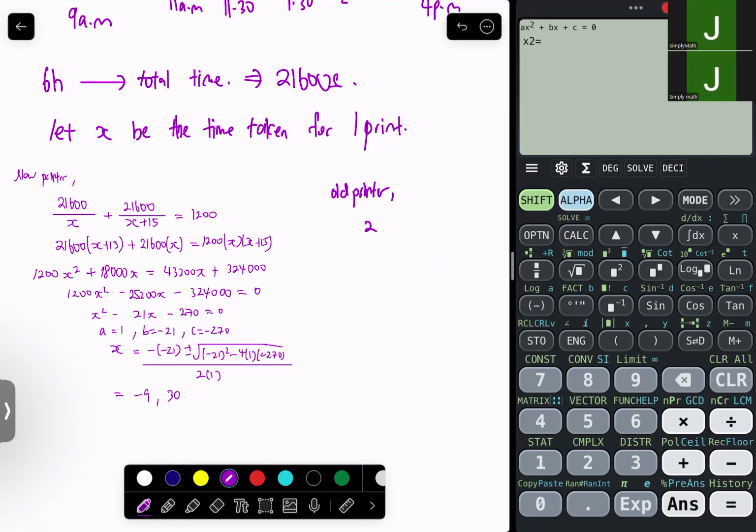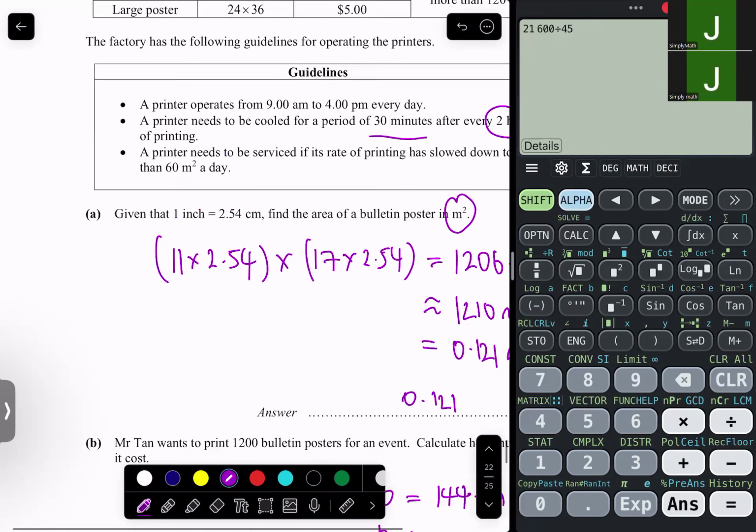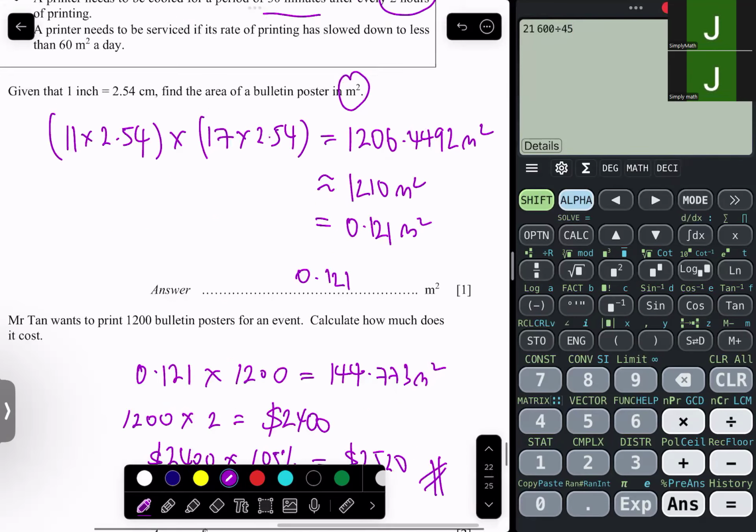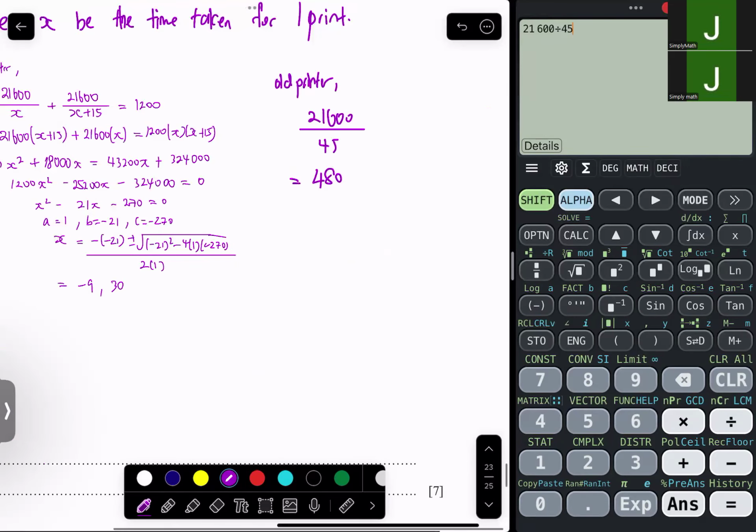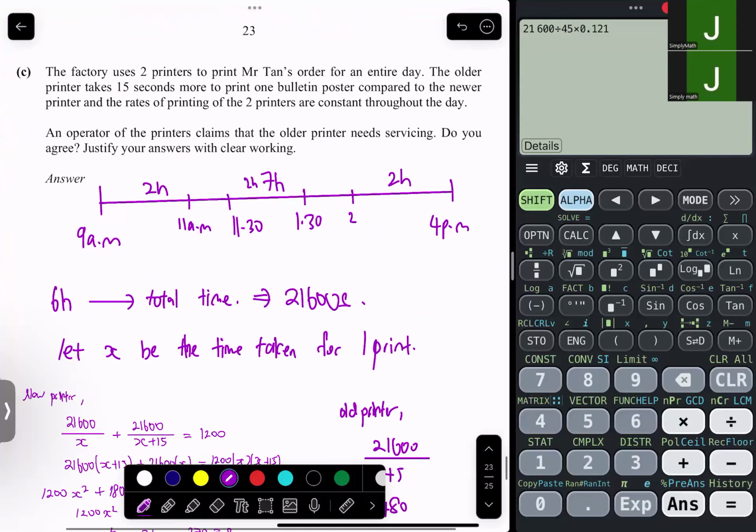okay, 21,600 divided by 45, right? So 21,600 divided by 45. Managed to print 480 copies. Okay, so 480 copies, each copy is 0.121. So 0.121 times 480 equals to, okay, 58.08 meters squared.